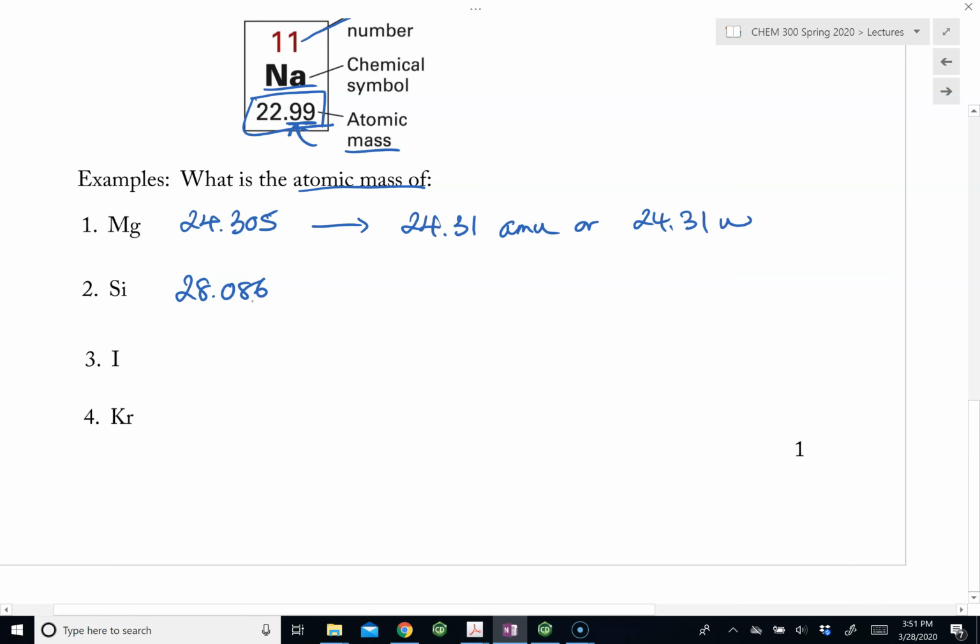And again, we can keep this in 3 decimal places or round this to 2 decimal places. If we were to round this to 2 decimal places, this would then equal 28.09. And again, we can either use the unit AMU or U. They both imply the same thing.